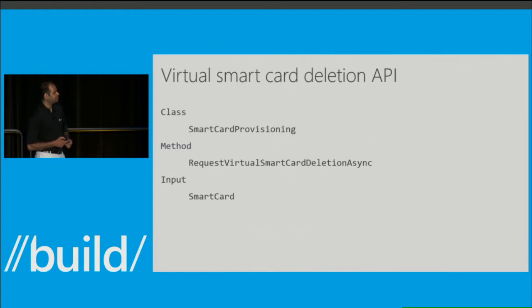So the question is, if you reinstall Windows, does the virtual smart card survive or not? So on a reinstall, the virtual smart card does not survive. The TPM maintains its state, but the virtual smart card is lost. If you did an upgrade, then virtual smart card is preserved across upgrades.